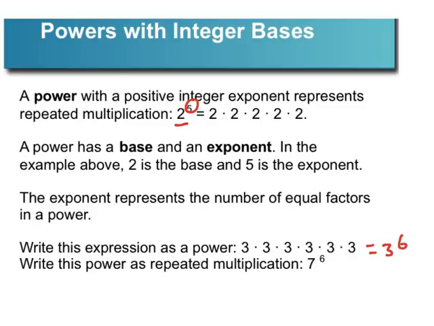So now we're going to write this power as representing multiplication. That means 7 to the power of 6 has 7 times 7, and there's 6 of those. And of course, don't forget the last 7.